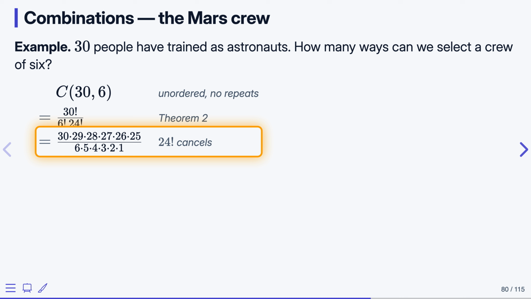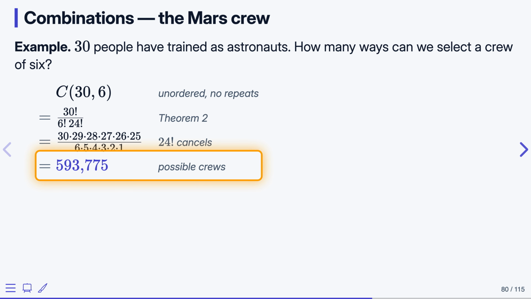Line 3. Cancel the 24 factorial. 6 factors survive on top: 30, 29, 28, 27, 26, and 25. The bottom is 6 factorial. Line 4. The answer is 593,775 possible crews.